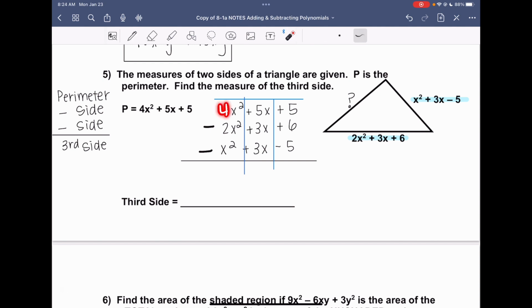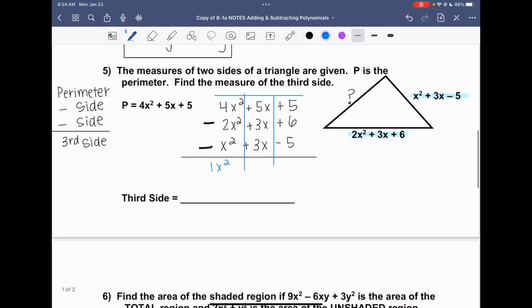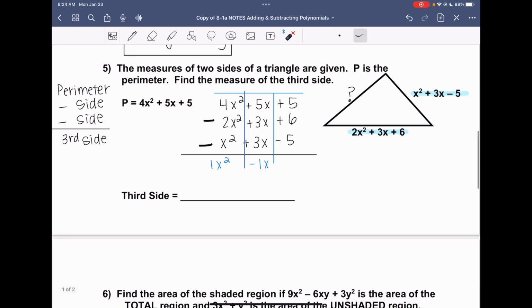So 4 minus 2 minus 1. Okay, 4 minus 2 minus 1 will give us 1x squared. 5 minus 3 minus positive 3 will get us a negative 1x. And then 5 minus 6 minus negative 5. Remember, take your sign. Okay, will get us an actual positive 4.